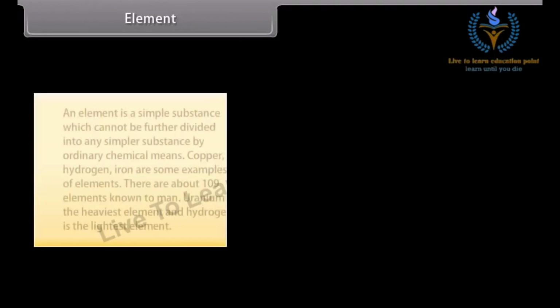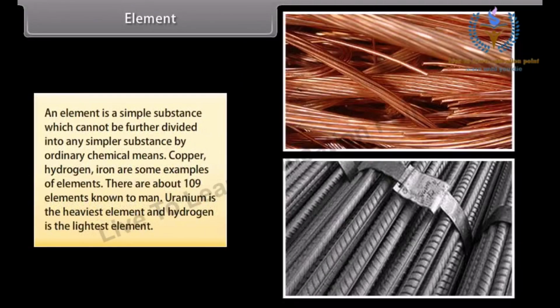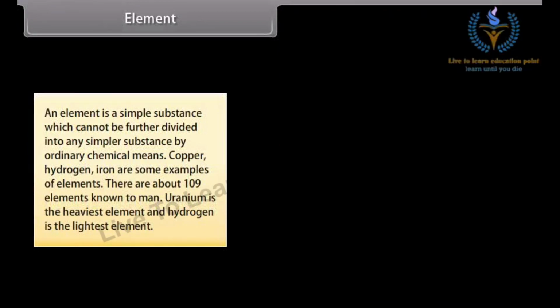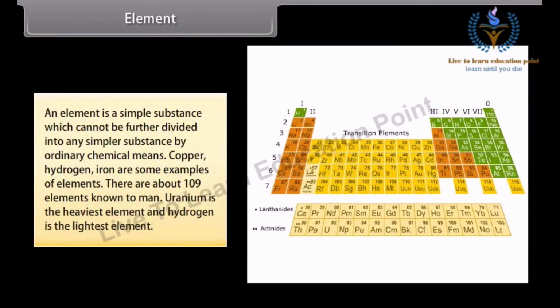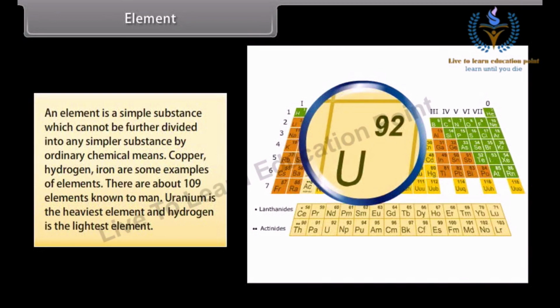Element. An element is a simple substance which cannot be further divided into any simpler substance by ordinary chemical means. Copper, hydrogen, iron are some examples of elements. There are about 109 elements known to mankind. Uranium is the heaviest element and hydrogen is the lightest element.